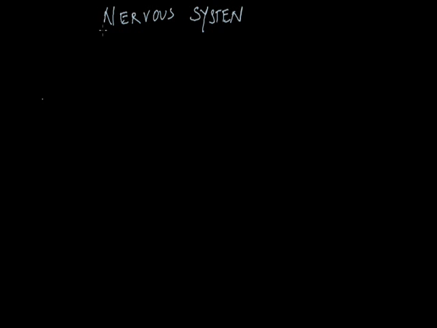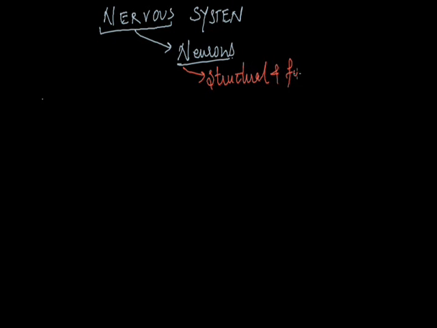As we all know, the nervous system comprises of neurons. So, neurons are the structural and functional unit of nervous system. So, before starting the chapter, I would like to draw the diagram of neuron.